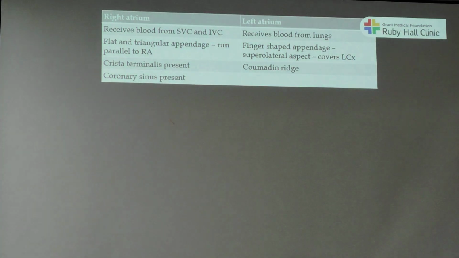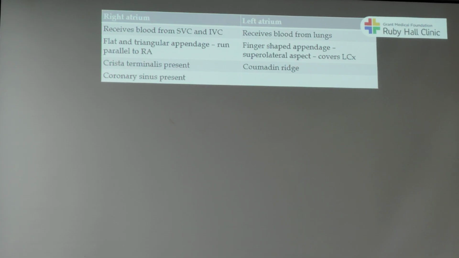Okay, so now we have established the connections. Now we'll see the morphology of certain chambers. So how to differentiate the right atrium from the left atrium? What are the anatomical differences between the two? First of all, the right atrium receives the blood from SVC and IVC. Similarly, left atrium receives blood from lungs.